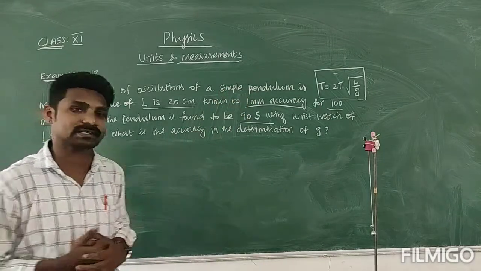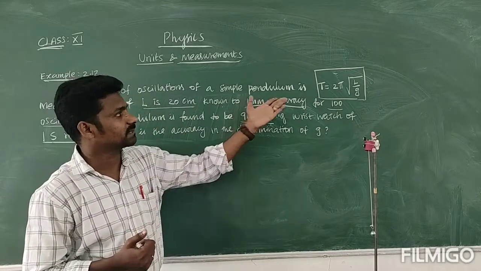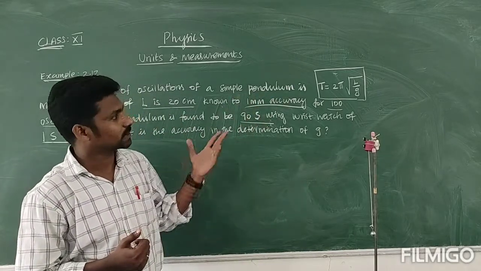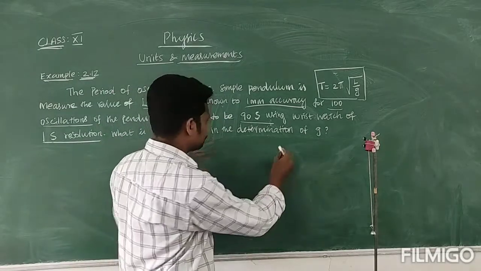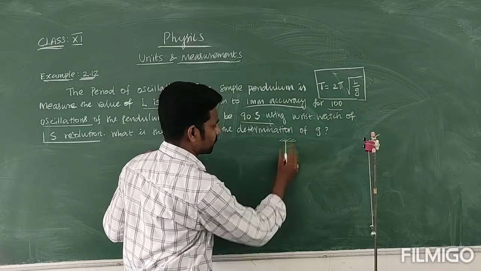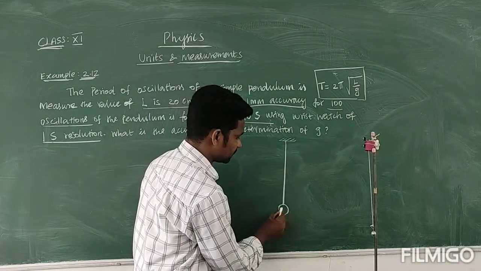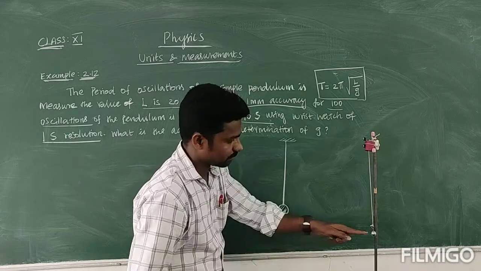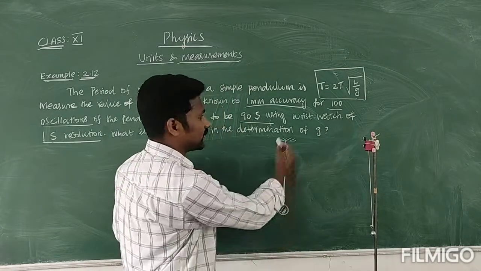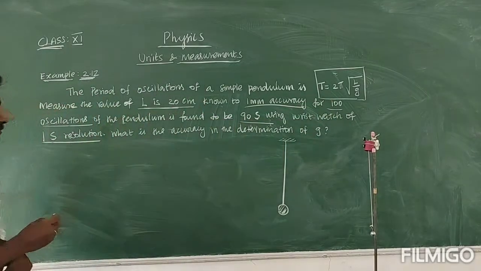I think you remember the simple pendulum you studied in 9th standard. That simple pendulum's time period is given. So we know the simple pendulum: it has a point of suspension, and here it is the bob. Then the length of the pendulum, because they mentioned the L value specifically.